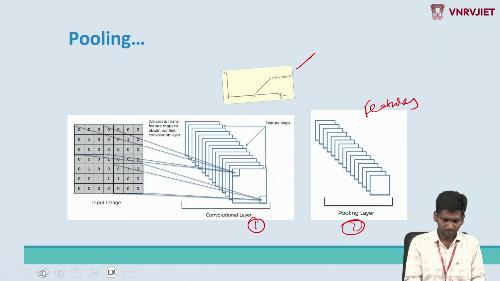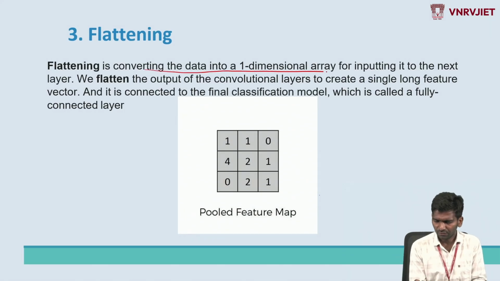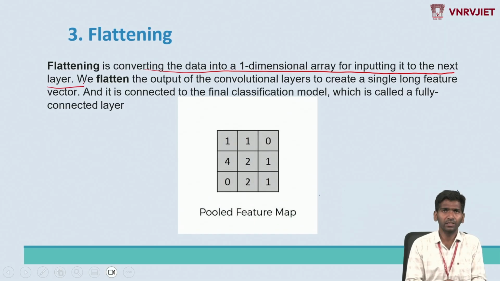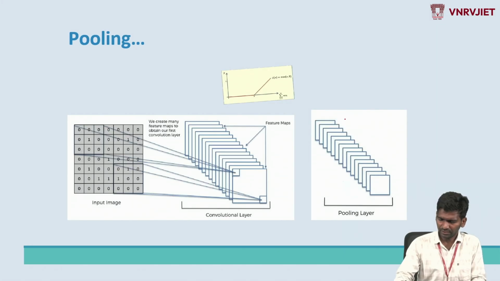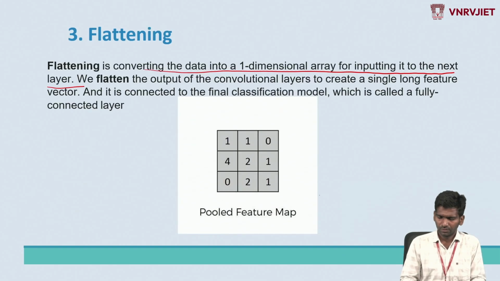So the next step is flattening. In flattening, we convert the data into a one dimensional array in order to input it to the next layer. We have the feature maps like this, so all of this will be converted into one dimension. If I convert all this into one dimension, I get a single feature map, which looks like one neuron.